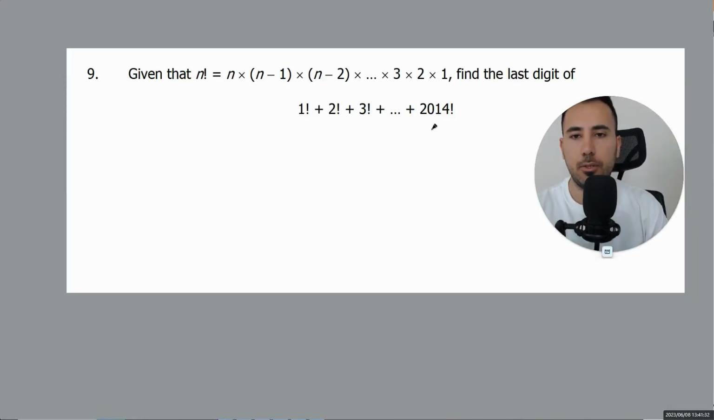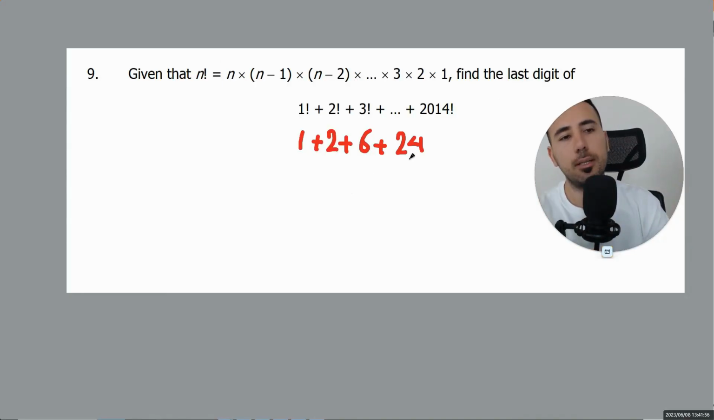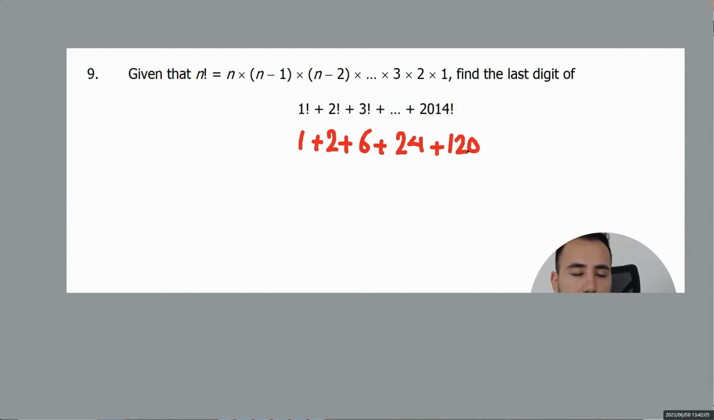Okay. So 1 factorial is 1. 2 factorial is 2 times 1, which is 2. 3 factorial is 3 times 2 times 1, which is 6. 4 factorial is 4 times 3 times 2 times 1, which is 24. 5 factorial is 24 times 5, which is going to be 120. 6 factorial is the same as 120 multiplied by 6, which is 720. Okay, and now let's see.